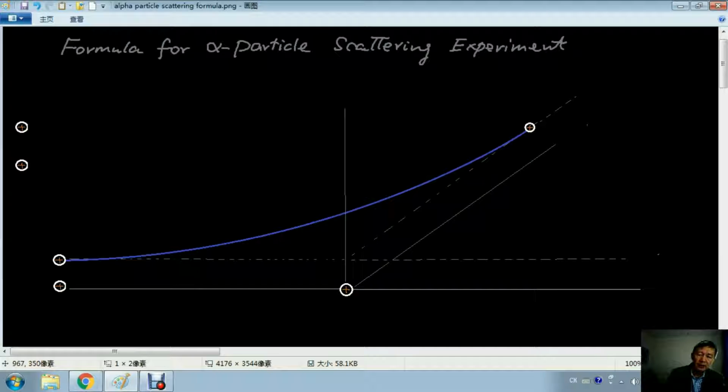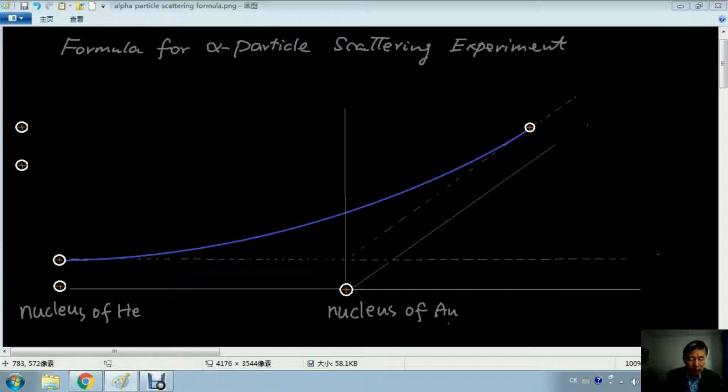So here is a diagram of this experiment. This particle will represent the nucleus of helium. Here is the nucleus of gold. So it is reasonable to assume that during the entire scattering, the position of the gold remains unchanged.